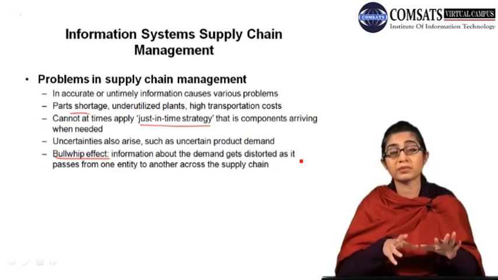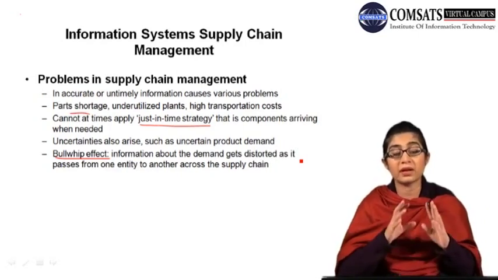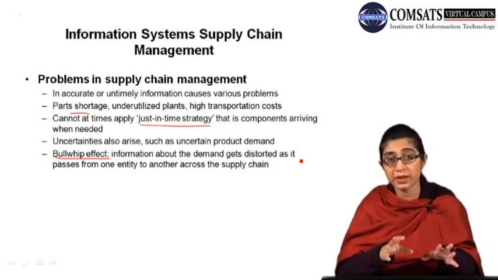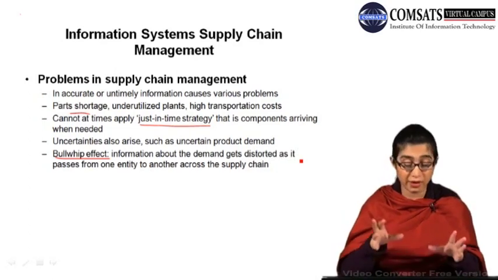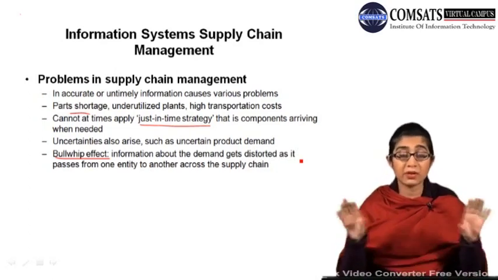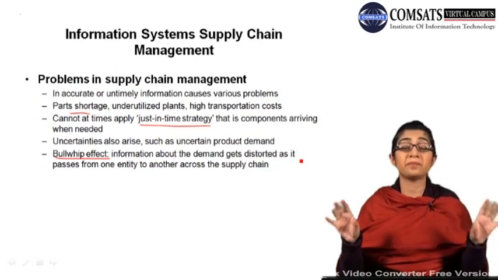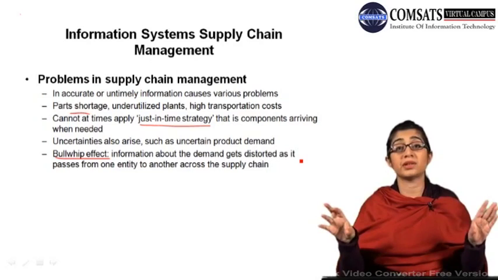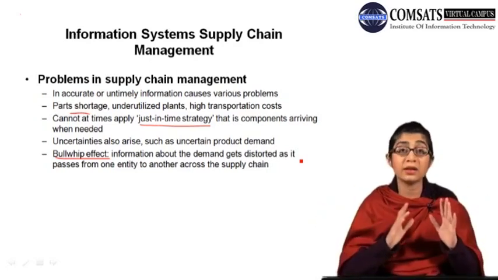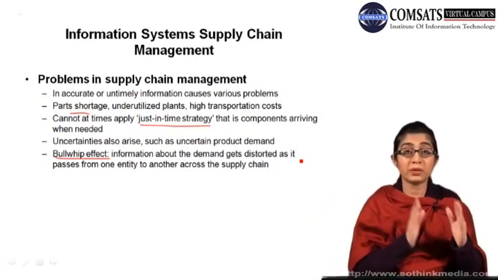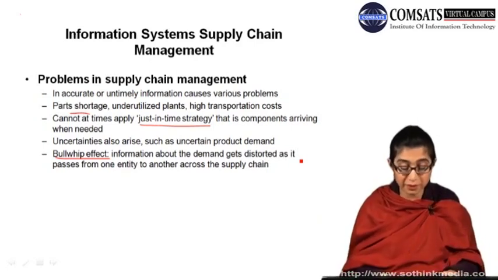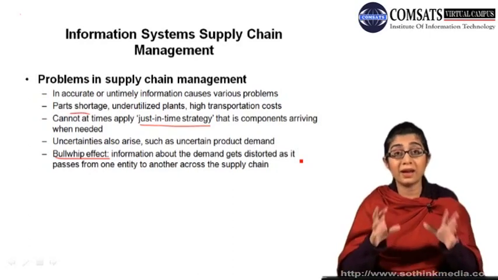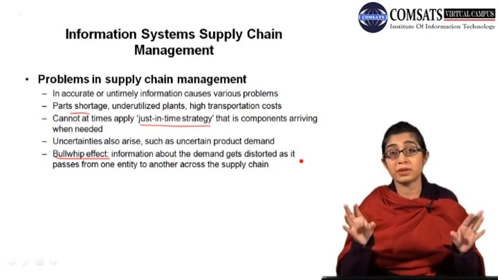So all these problems, the uncertainty, the inaccurate information, the untimely information, this bullwhip effect, can all be solved only if all the members or entities throughout the supply chain, all the people working at different stages, have timely and up-to-date information. When they have timely, up-to-date information, they can adjust the sourcing, the manufacturing, and the distribution plans as well.